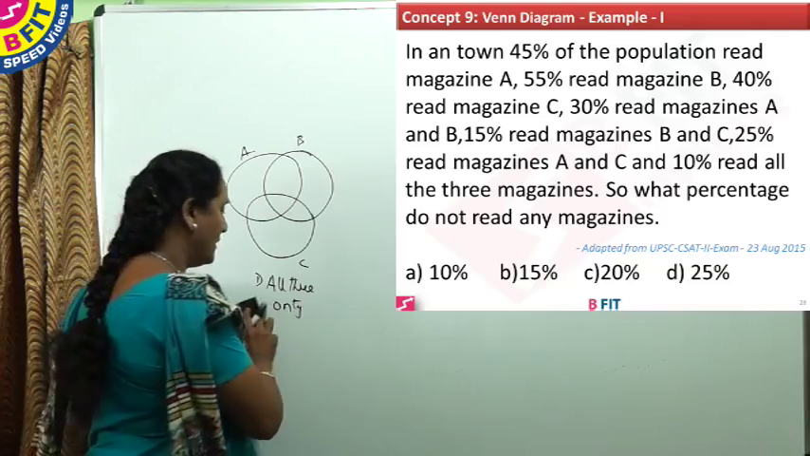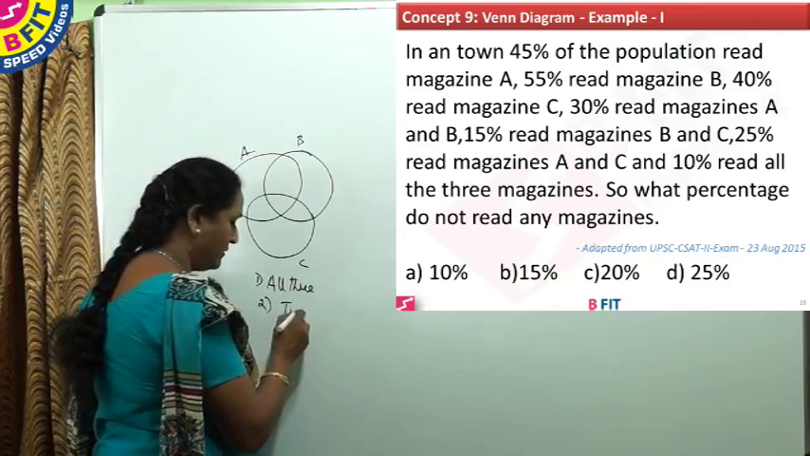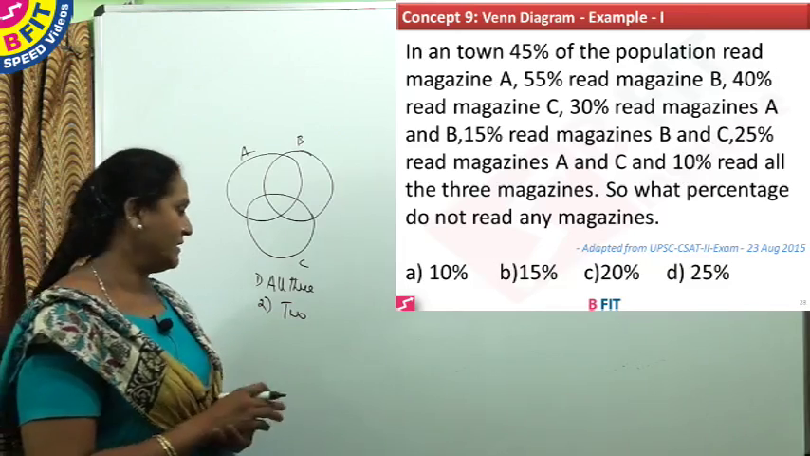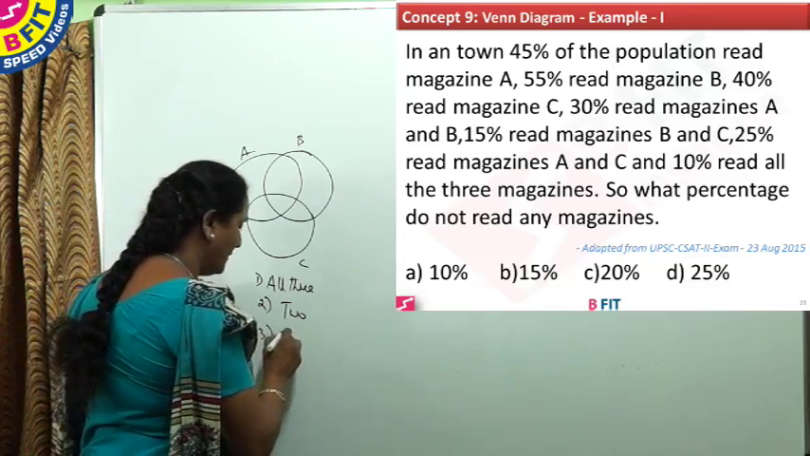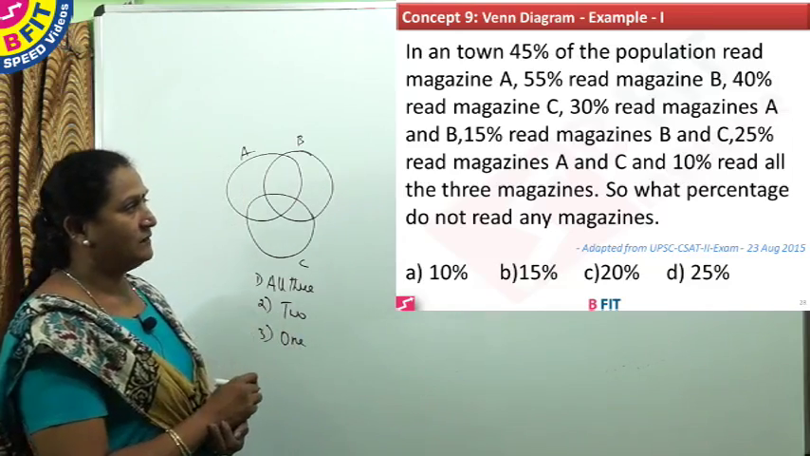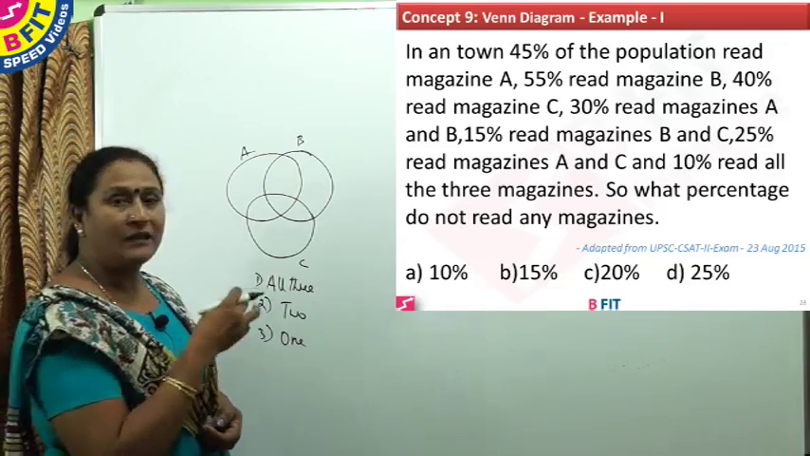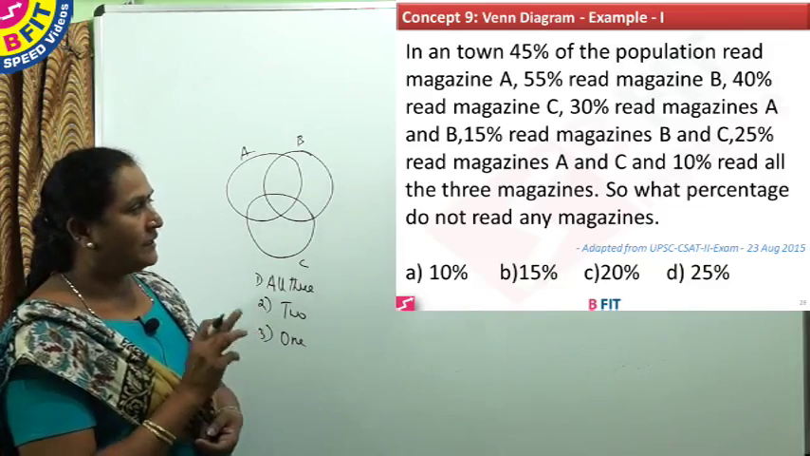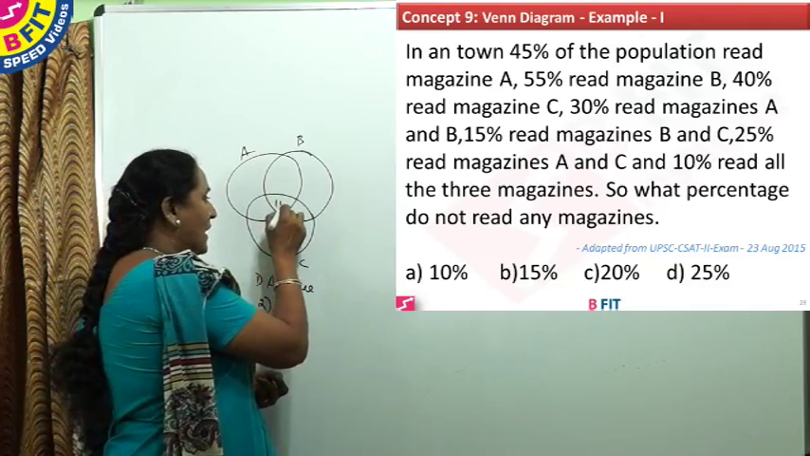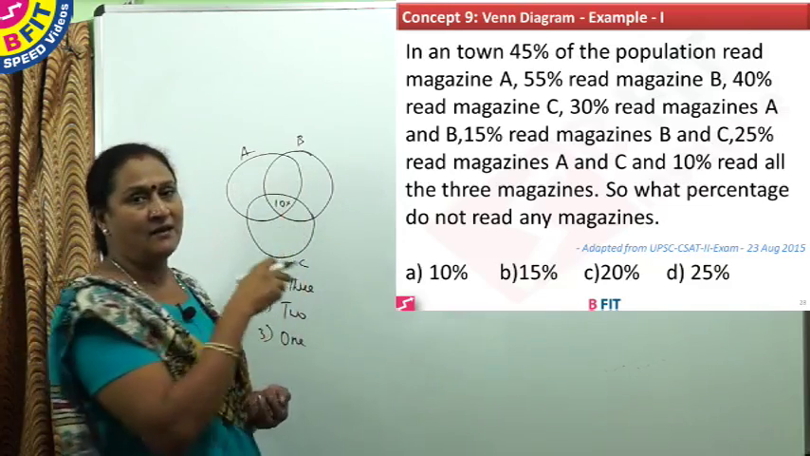So fill all 3 details and then come for the details which have 2 magazines, A and B, B and C, or A and C, and then fill for a single, so who read 1 magazine. So when you are working on a Venn diagram question, just give a glance at the whole question and then start filling it. So here 10% read all 3 magazines. So all 3 magazines is this part, so that has to be filled first. So 10% read all A, B and C.